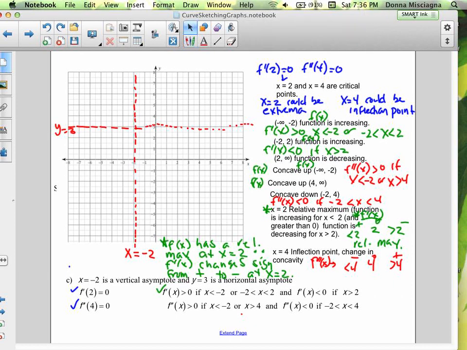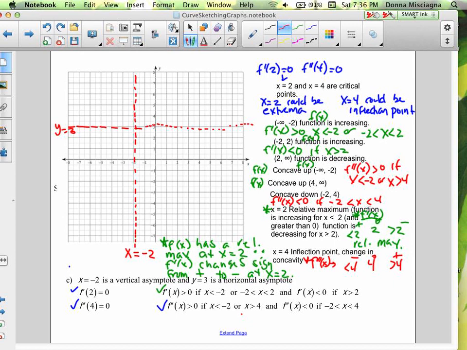All right, now let's look at the concavity. It says f double prime, so we're looking here. F double prime of x is greater than 0 if x is less than negative 2 or x is greater than 4. And the second derivative is less than 0 if x is between negative 2 and 4. So we're changing concavity. Concave up from negative infinity to negative 2 and from 4 to infinity. Concave down between negative 2 and 4. The second derivative sign chart is in red right here.